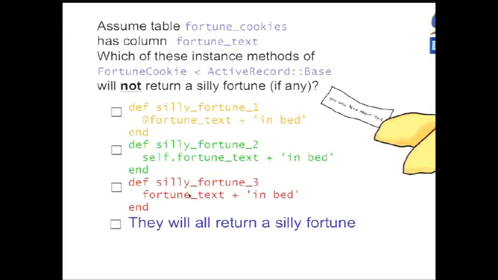Because it's using poetry mode. Fortune text is parsable as a method call because it just has no parentheses and no arguments. If you remember, this is one of the pitfalls at the end of the Ruby introduction chapter in the book.